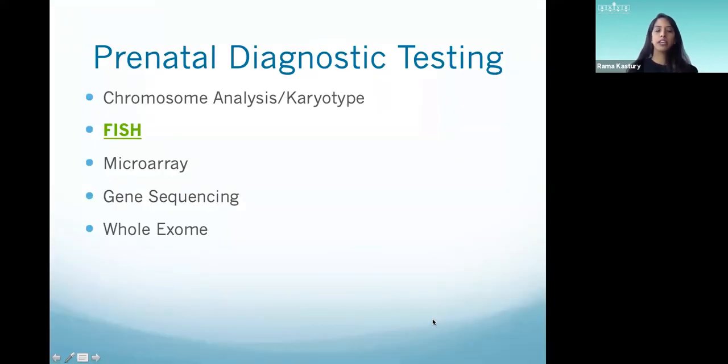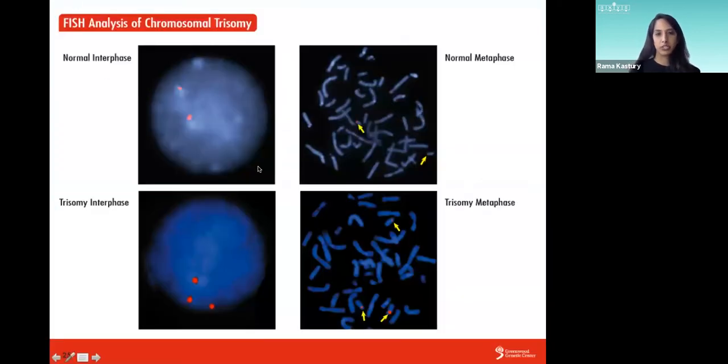Okay, now looking at the next test, which is FISH. FISH is a really nice option for a quick and dirty rule-in or rule-out test. You get your results back usually within 72 hours, sometimes 48 hours, but usually about 72 hours. And this is a nice little picture of FISH testing.